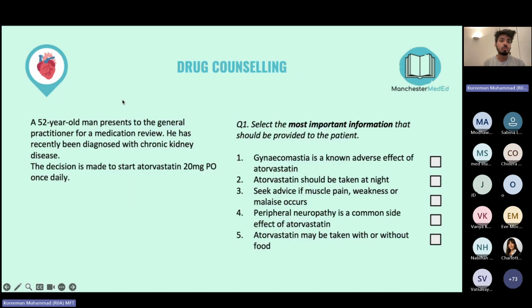So the next section is on drug counseling. A 52-year-old man presents to the GP for a medication review. He has recently been diagnosed with CKD. The decision is made to start atorvastatin 20 milligrams orally once daily. What is the most important information that should be provided to this patient?